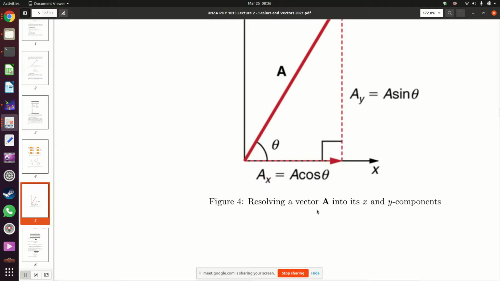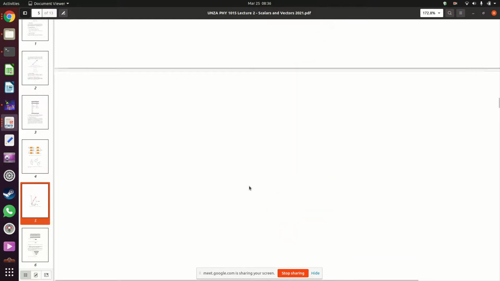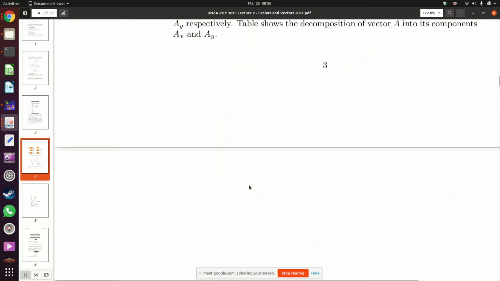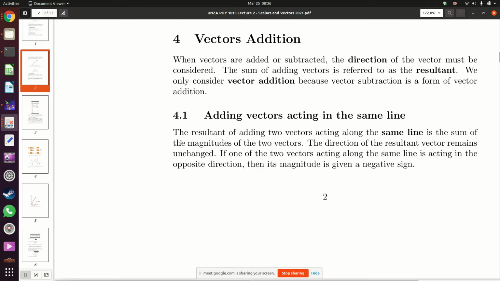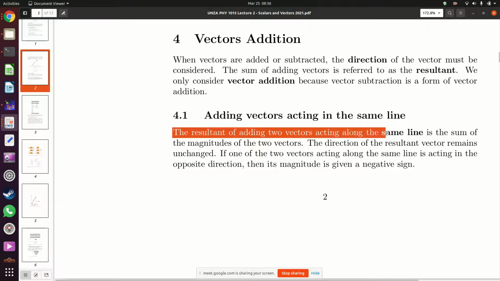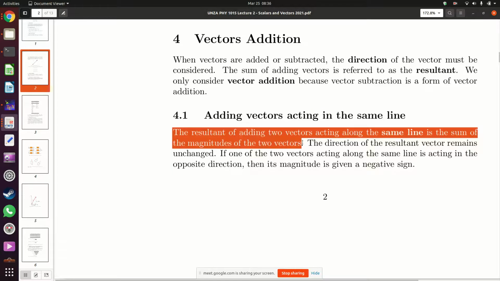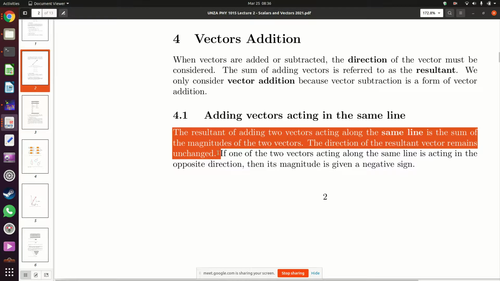If you have a bunch of vectors pointing along a specific direction, then those vectors are acting along the same line. And what did we say about vectors acting along the same line? If you still remember what we did here, the resultant of adding two vectors acting along the same line is the sum of the magnitudes of the two vectors. The direction of the resultant remains the same.